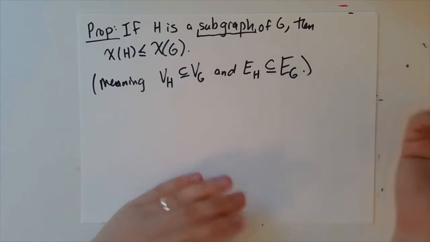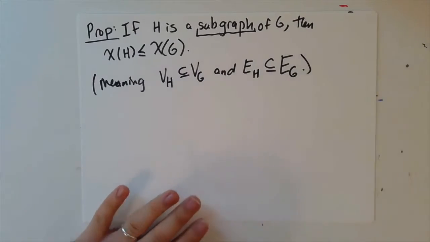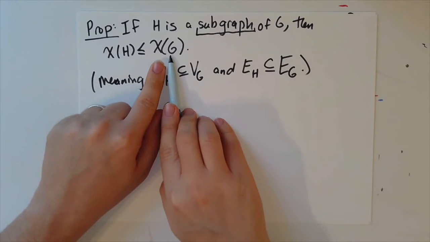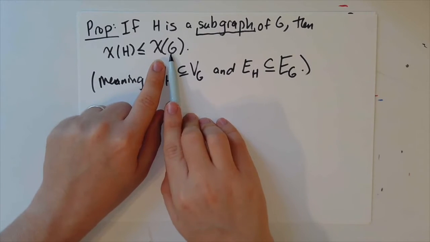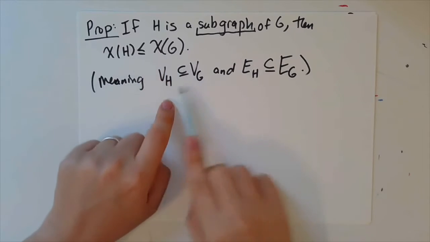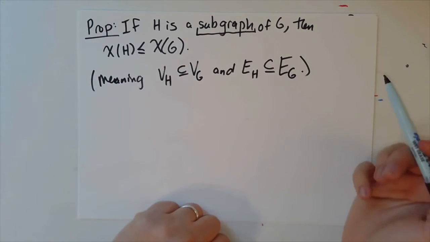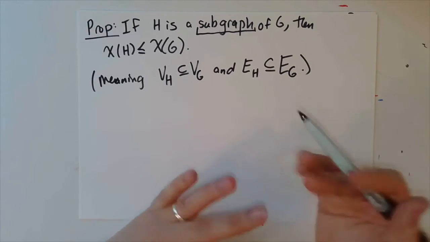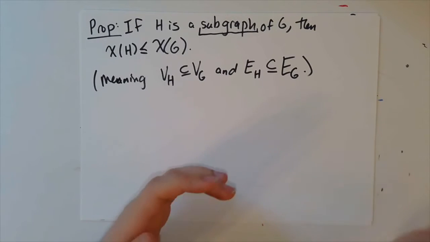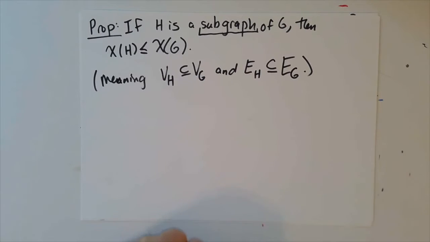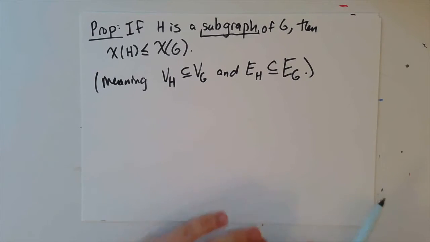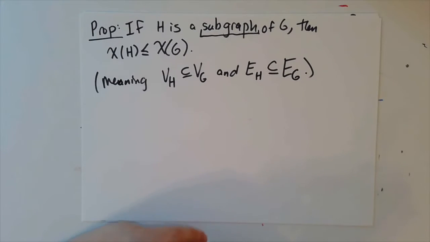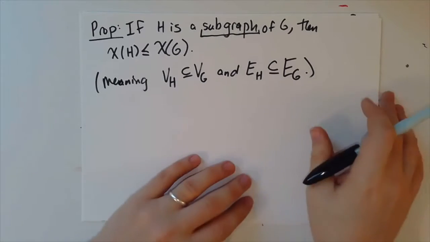So, what's the proof here? Well, the proof is basically obvious. If I can color G in, say, n colors, well, do that, and then just throw away all the vertices and edges that are in G but aren't in H, and then what you're left with still meets all the requirements of a coloring. So if you can color a graph on 100 vertices in 6 colors, and then you throw away 50 of those vertices and all the edges that were connected to those 50 vertices, the remaining graph can still be colored in 6 colors. That's all this is saying.